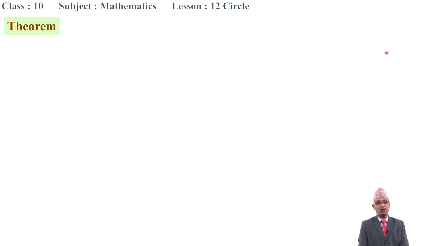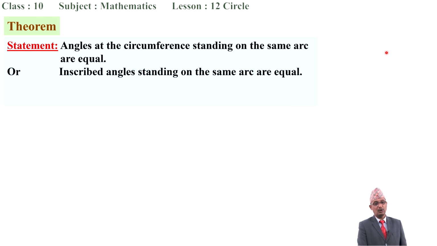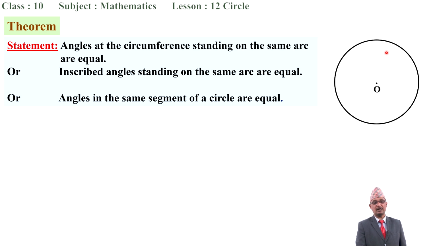What was the third theorem that we discussed? Angles at the circumference standing on the same arc are equal, or this theorem may be stated as inscribed angles standing on the same arc are equal, or angles in the same segment of a circle are equal. We have proved this theorem theoretically as well as experimentally. For angles in the same segment, firstly we draw a circle with center O. Now take an arc of any length. Now this is arc AB.